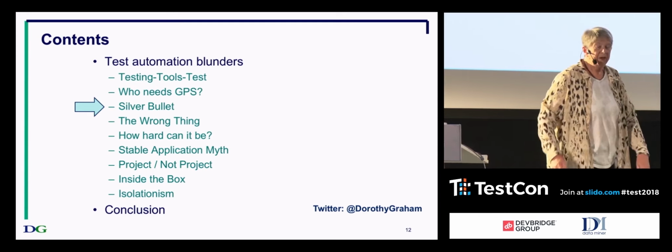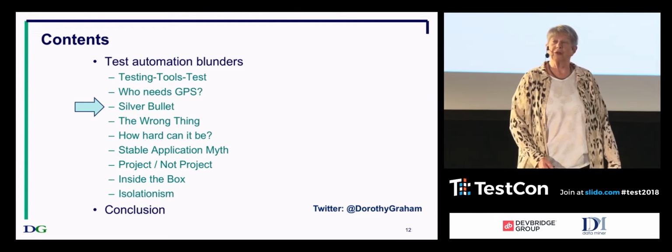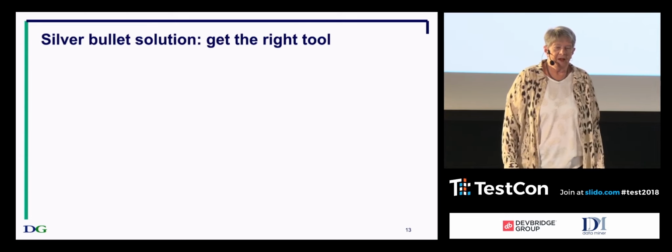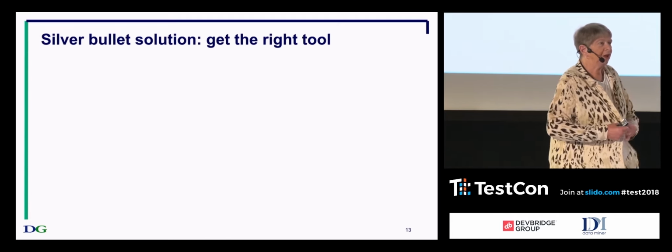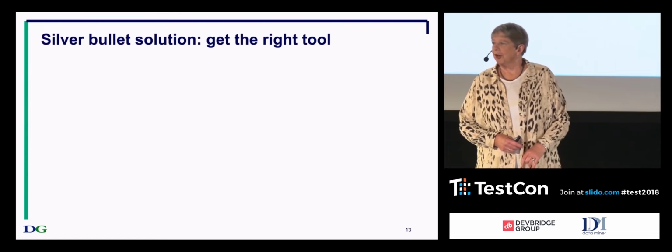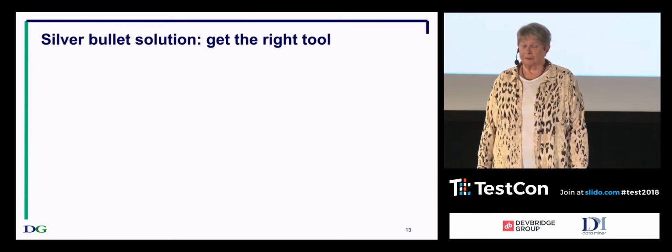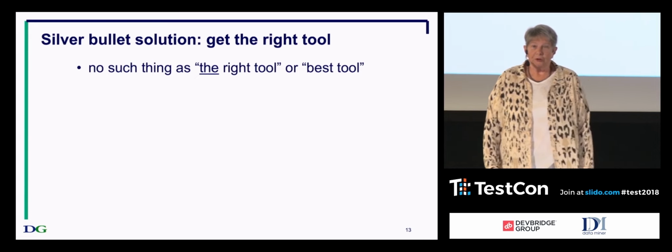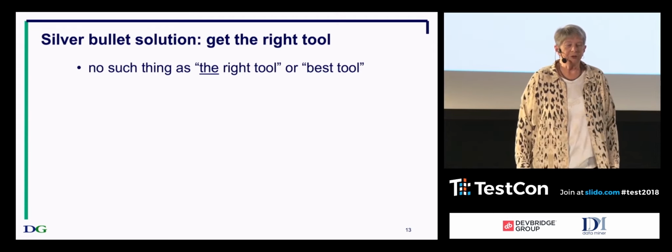Okay, the next blunder is the silver bullet syndrome. I'm sure you've heard of this. The silver bullet solution: we just have to get the right tool. I wish I had £1 or €1 for every time somebody said, what's the best tool? Because that's the wrong question. There is no such thing as the best tool or the right tool.